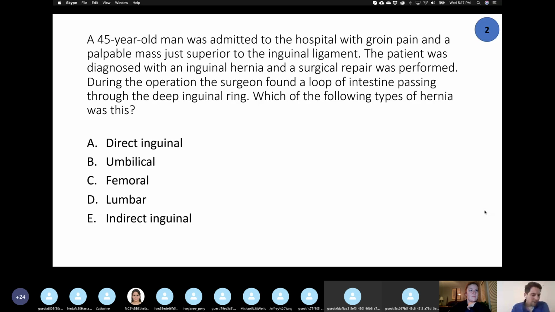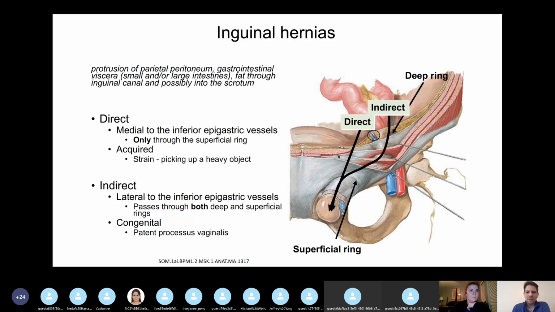All right, y'all did well with this one too. Basically, from the stem here, it comes down. Is it direct or indirect? And the key here is the deep inguinal ring. So that's going to be indirect. So the first thing you want to do when you're thinking about these is where is it in location to the inferior epigastric vessels? Medial to it will be direct. Lateral to it will be indirect.